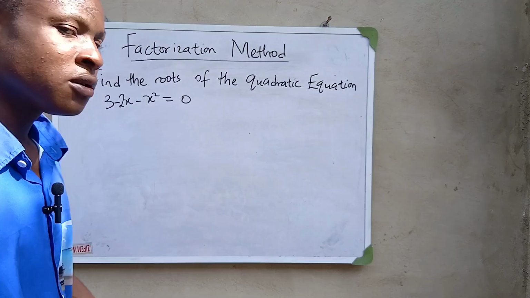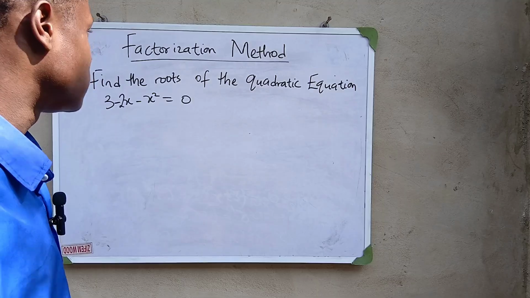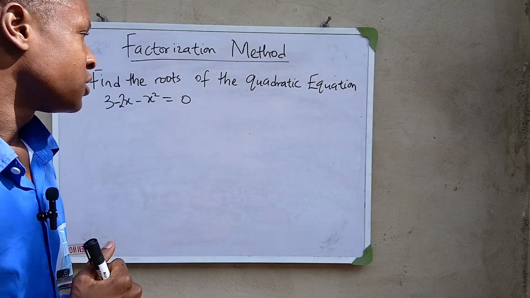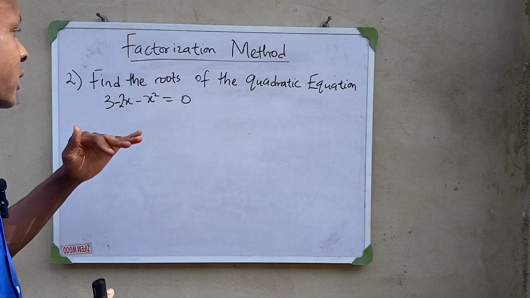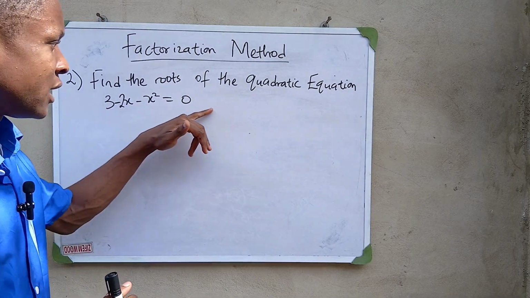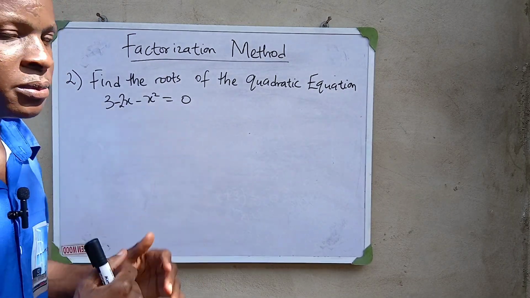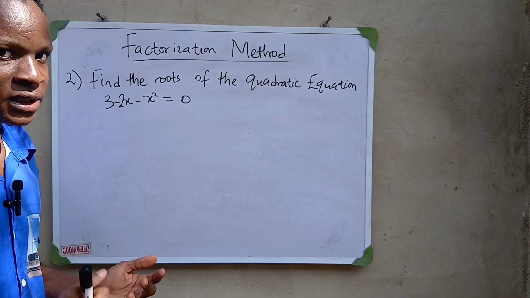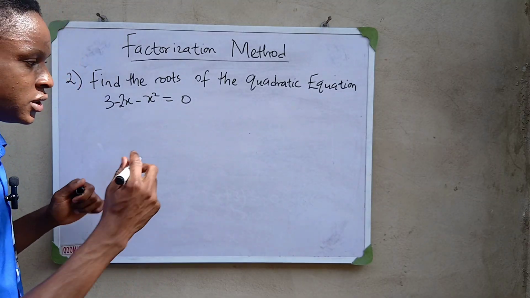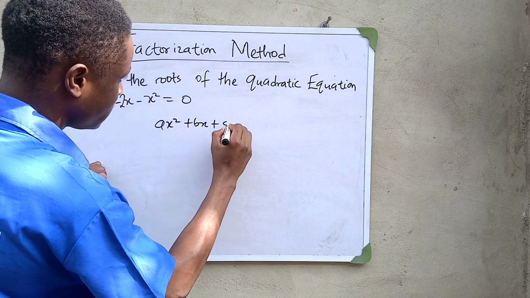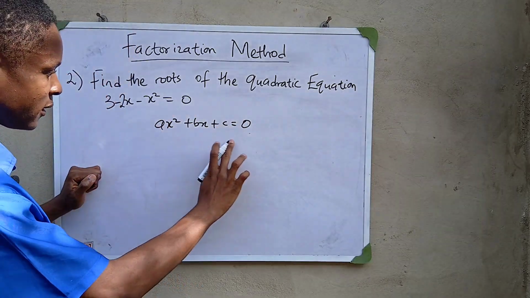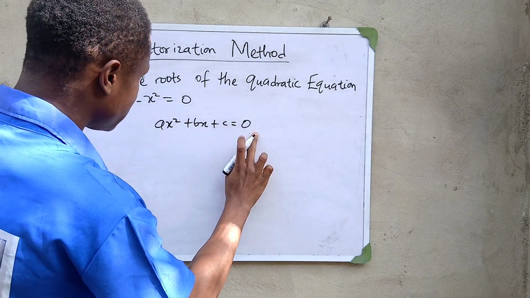So the second question says: find the roots of the quadratic equation 3 minus 2x minus x squared is equal to 0. The first thing is, this is looking unarranged. This is not in the proper format of a quadratic equation. In a quadratic equation, the normal format is ax squared plus bx plus c equal to 0. So we'll make it look like this.